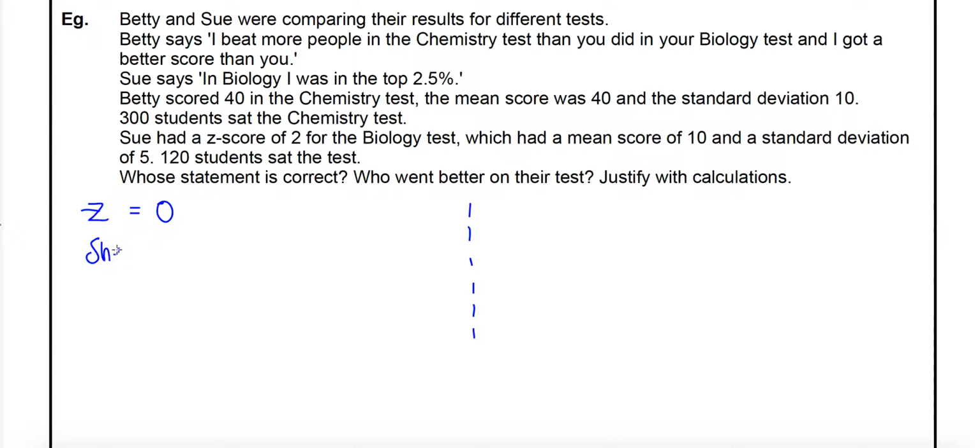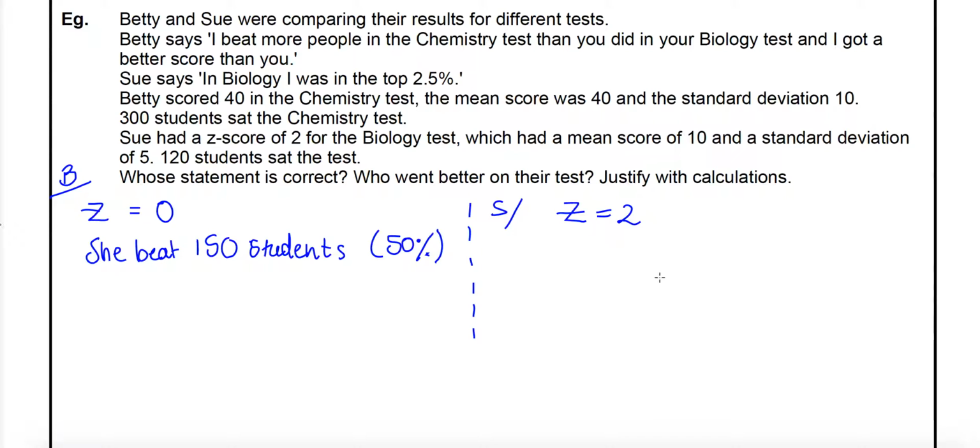Means she must have beat 150 students. By beat, we just mean she got a better score. So 50% of them. Now, this was Betty, so I'll just put a B for Betty, and this is for Sue here. Sue scored a Z score of 2. We're given that information here. So this means she's actually in the top 2.5%. So her statement that she was in the top 2.5 here, that's actually correct.